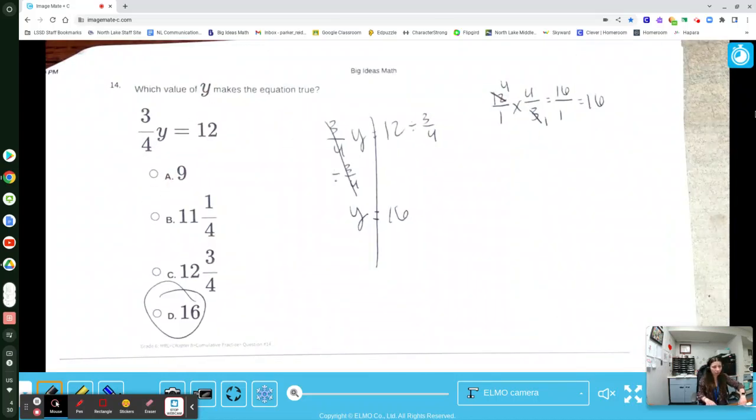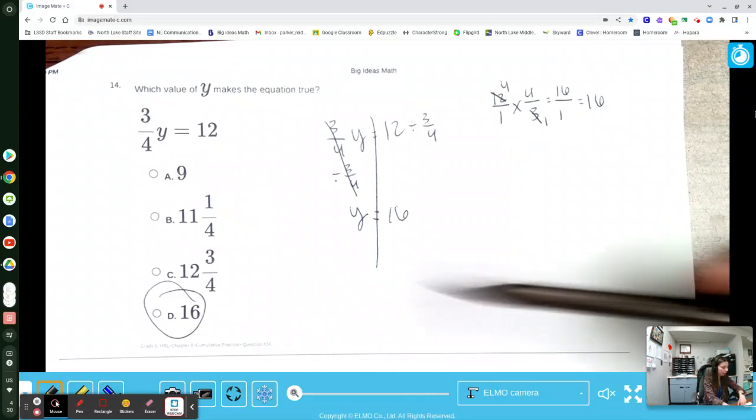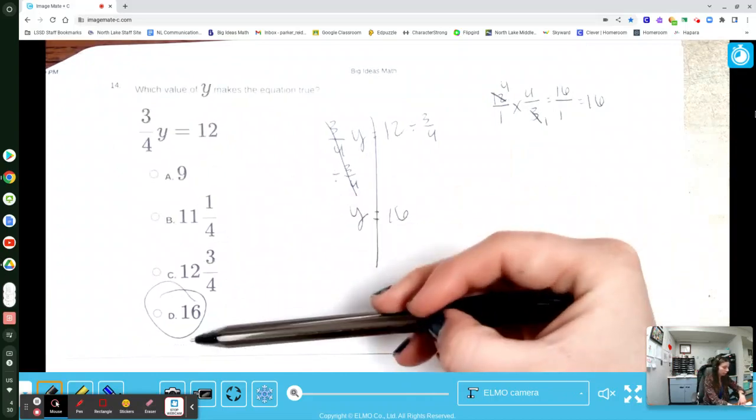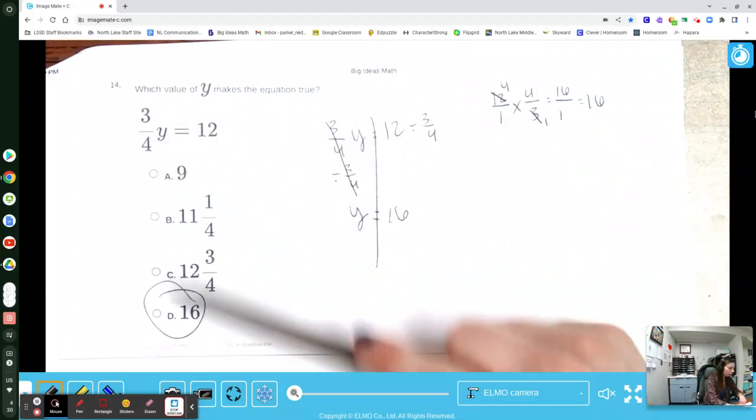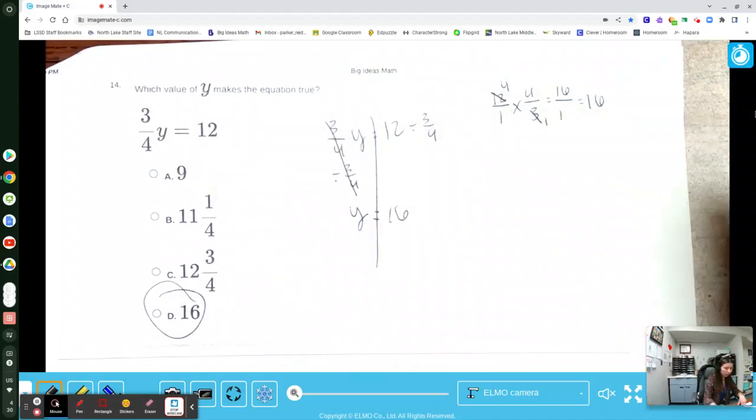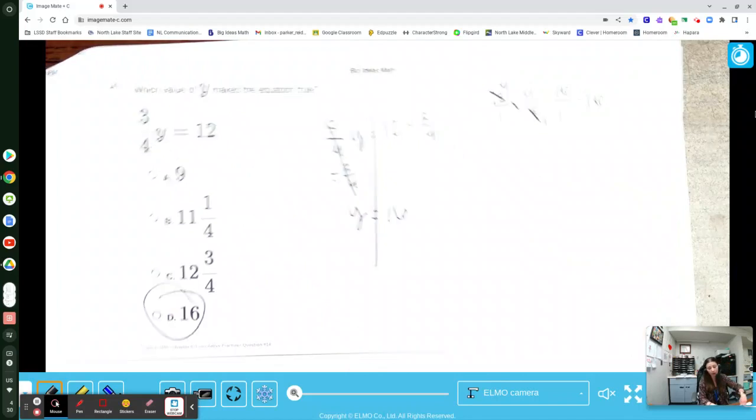You could also guess and check if you weren't sure how to solve one like this. You could replace y with each of the values until you find the one that worked. And when you're doing that, I would probably choose the whole numbers first because it's going to be easier to multiply by a whole number instead of a mixed number.